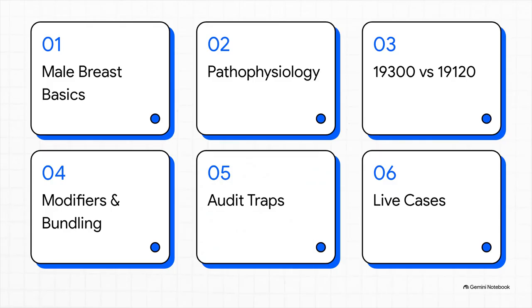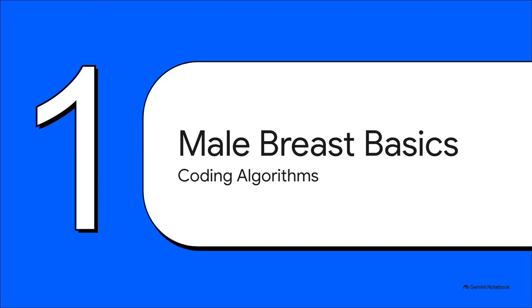So here is our roadmap for today's explainer. We'll start with male breast surgery basics, move into true versus pseudo gynecomastia pathophysiology, tackle the CPT hierarchy of 19300 versus 19120, cover modifiers and lipectomy bundling rules, highlight some audit traps and medical necessity, and finally wrap things up with some live cases.